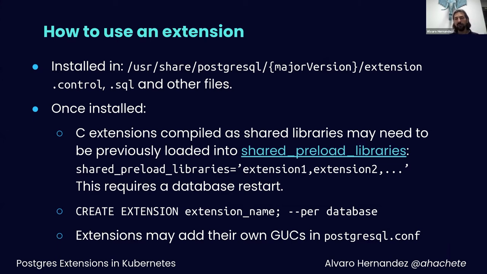Then you connect to any database where you want this extension, let's say its functions, data types, whatever, to become available, and just run the SQL command CREATE EXTENSION, extension name. Done. That's all you need to run the extension. Last but not least, some extensions provide additional configuration parameters, and you can then write them for tuning the extension, configure the extension in postgresql.conf.